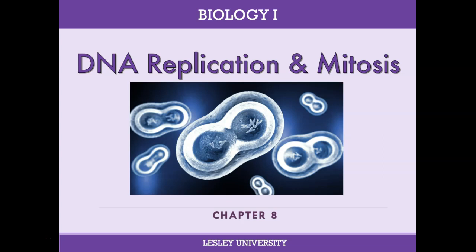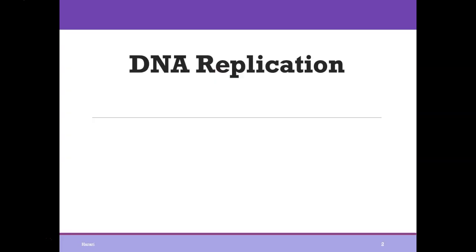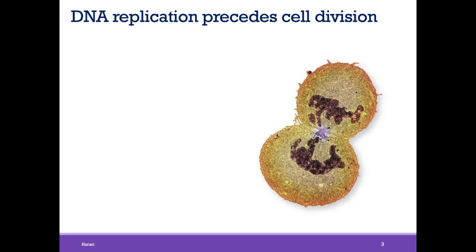Today we'll discuss Chapter 8, which is on DNA replication and mitosis. Most of this conversation will be on the cell cycle, which includes mitosis and cell division, but let's start talking about DNA replication first. DNA replication precedes cell division.